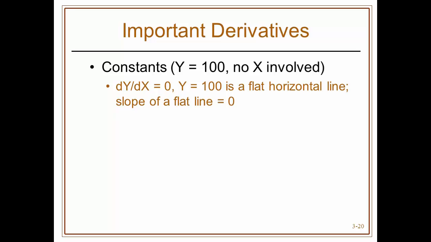Sometimes you have a line that is just a flat horizontal line, and this would be something like a fixed cost, where your cost in this case is equal to 100, and it doesn't matter what level of activity you're doing.